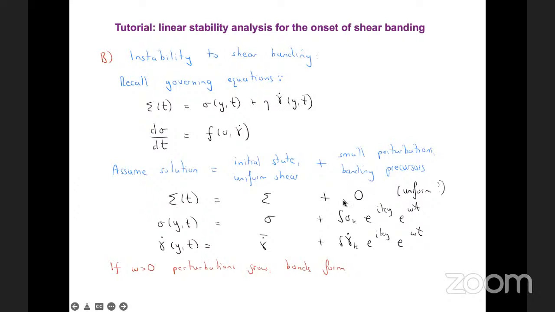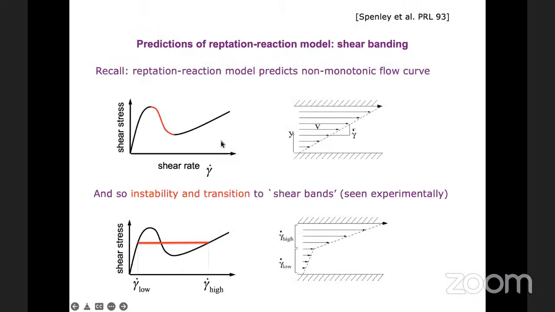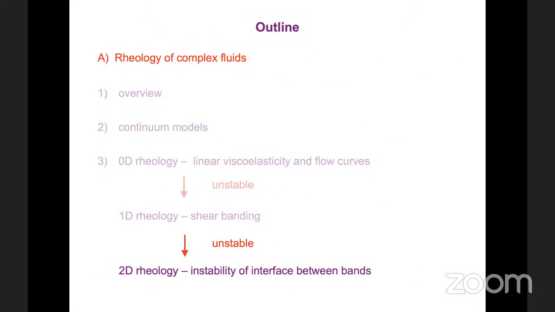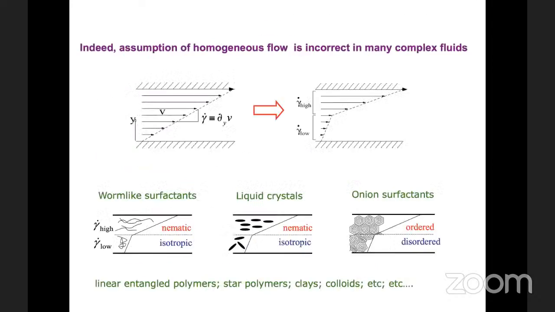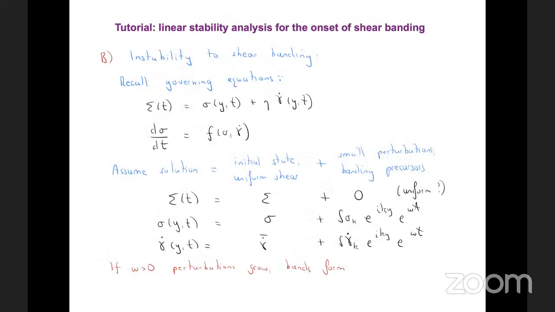Of course, we can't add any perturbations that depend on y to the stress because we've argued on general grounds that stress has to be uniform. On the other hand, we can have spatial perturbations to the, oh dear, what's happened? That's very confusing. I don't know what happened there.